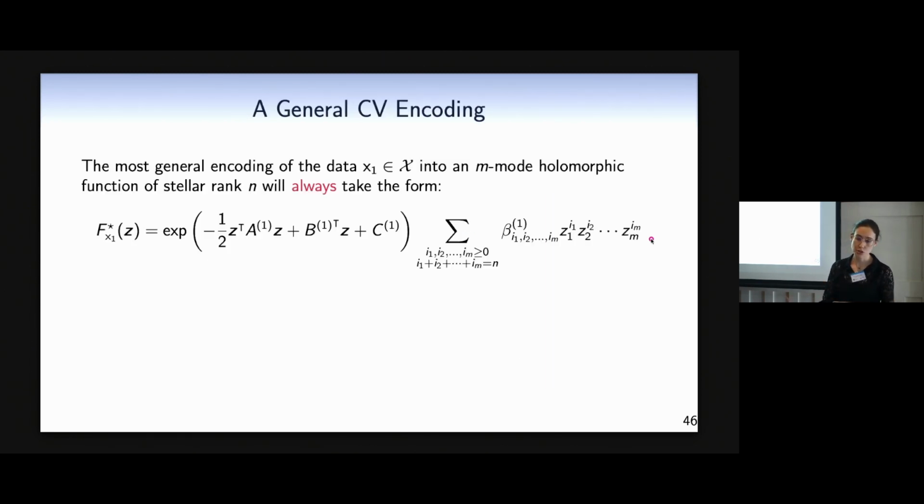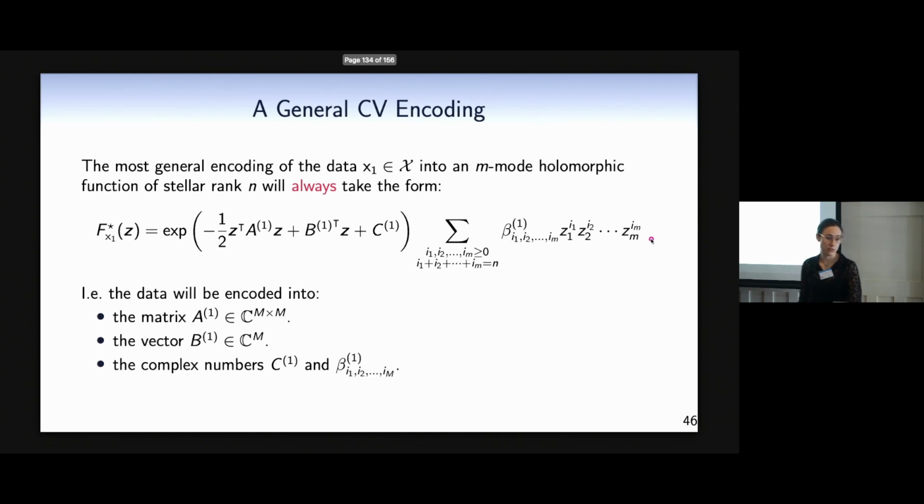So what's the most general thing that you can write down? If you've got an M-mode holomorphic function of stellar rank n, it's always going to take this form. You've got sort of your Gaussian up here, your generalized Gaussian part here, and a generalized polynomial over here, where your data is encoded through some set of operations into the matrix A, the vector B, and your complex numbers C and beta.